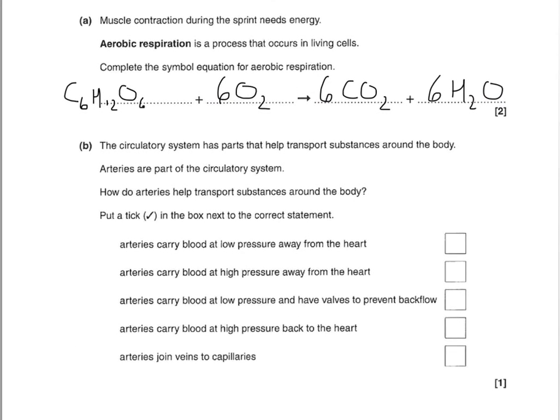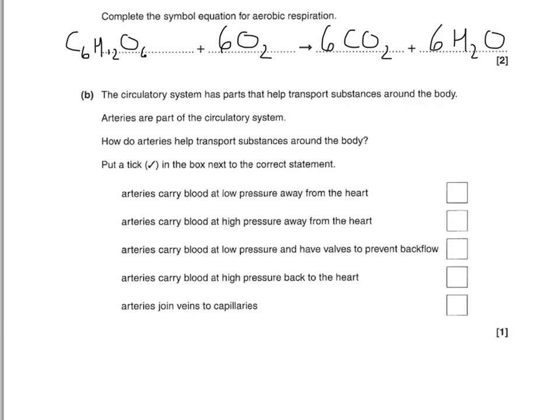The circulatory system has parts that help transport substances around the body. Arteries are part of the circulatory system. How do arteries help transport substances around the body? And you've got to tick a particular box for the next statement. So the right one is the second one. Arteries carry blood at high pressure away from the heart.